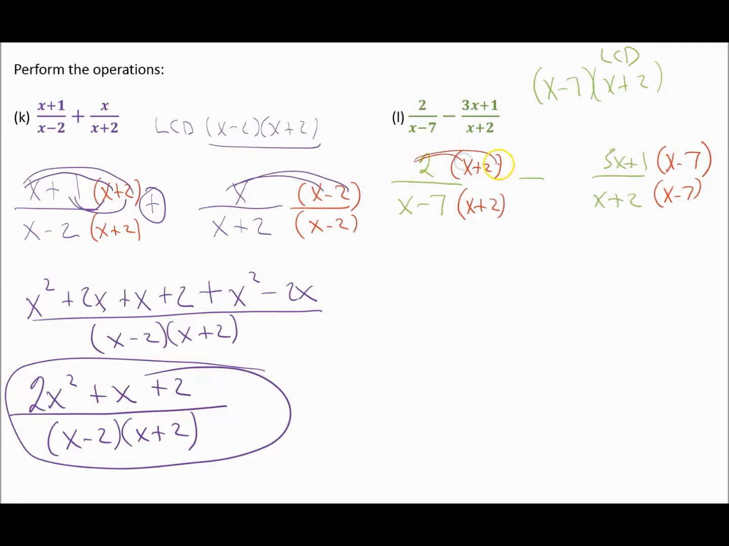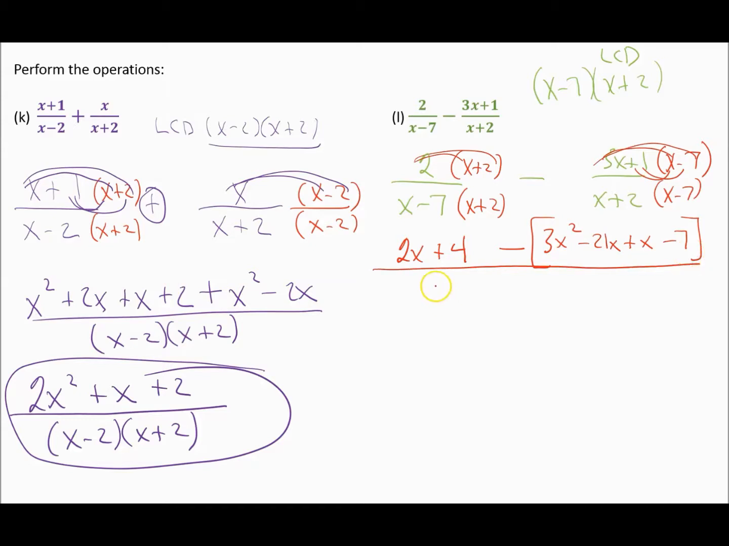Here I distribute the 2 inside. That'll be 2x plus 4 minus. Now I need to multiply 3x plus 1 times x minus 7, but I've got to be really careful because of this minus. I'm going to end up subtracting every bit of that. So 3x times x is 3x squared. 3x times negative 7 is minus 21x. 1 times x is plus x. And 1 times negative 7 is minus 7. That's all divided by x minus 7 times x plus 2, the common denominator.